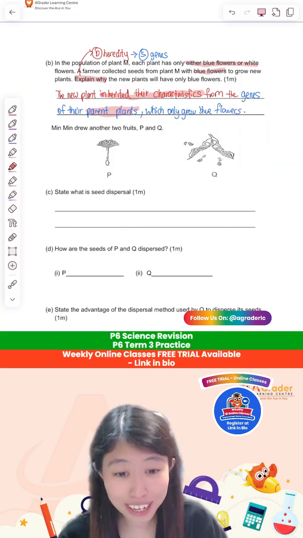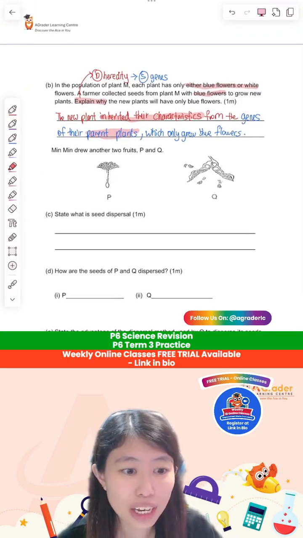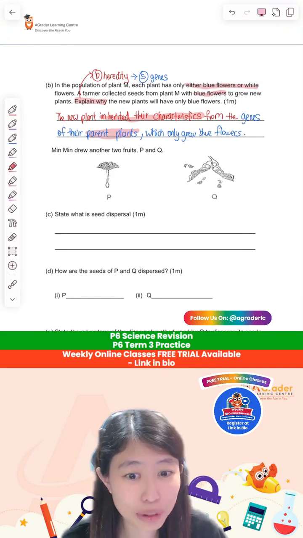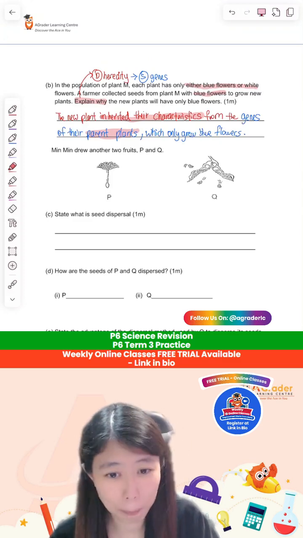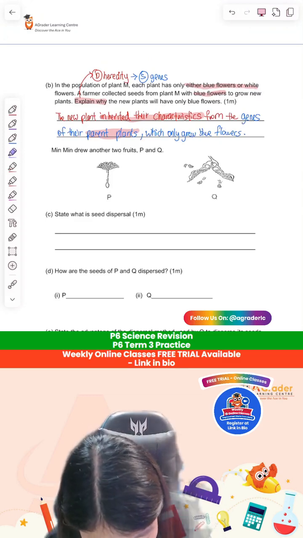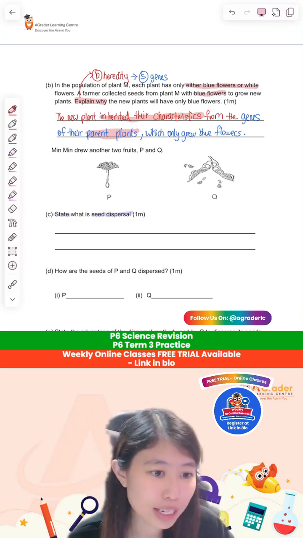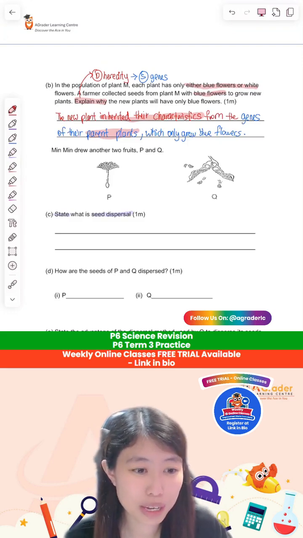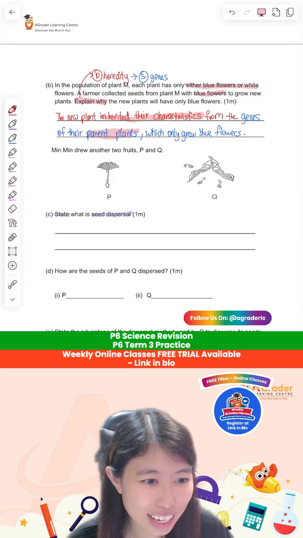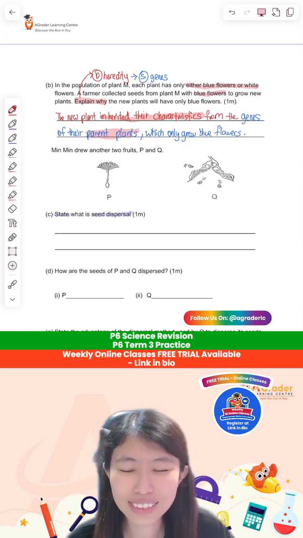Okay, let's move on, alright? So let's look at question C. Can you think about the answer for question C? It's a very straightforward answer. What is seed dispersal? All right, you don't have to look at P and Q first. Just tell me what exactly is seed dispersal. State what it is. What does it mean by seed dispersal? Yeah, in P6 we go straight to prelims already. Does anyone know what is seed dispersal?